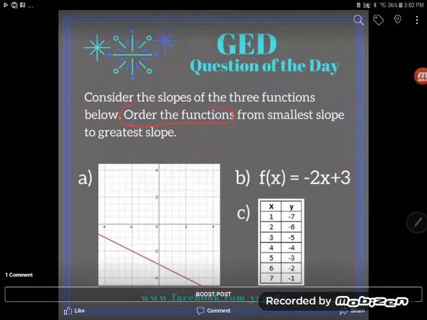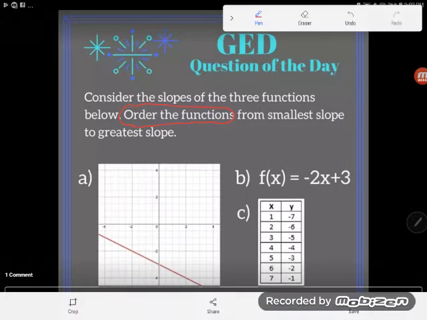The reason why I think these ordering problems are very challenging on the GED is because a lot of times they'll have you order things that are not the same kinds of things. And so they're really hard to compare. Like on the non-calculator section, they'll often have you order fractions and decimals and percents, or negative numbers and absolute values and positive numbers. And if you're looking at things that are not in the same form, ordering can be really tricky. So it's the same thing with this problem.